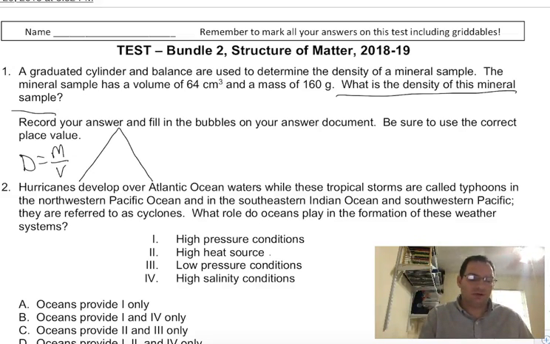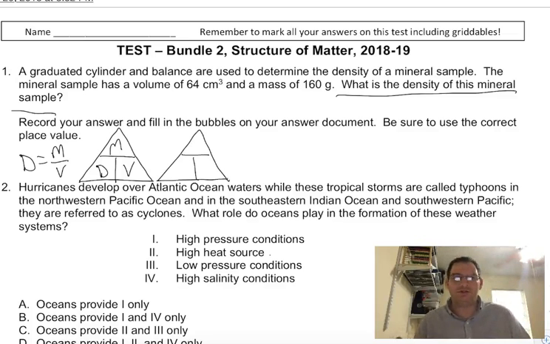I'm going to draw my triangle. And I'm going to fill it in. So I see D is on top, V is on bottom. On our formula, so same thing here. Mass on top, volume on bottom. So left over is the D. Now let's draw a blank one, so that's what we're going to fill in.